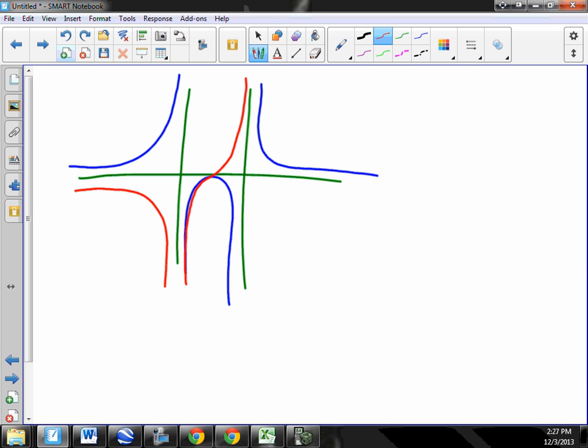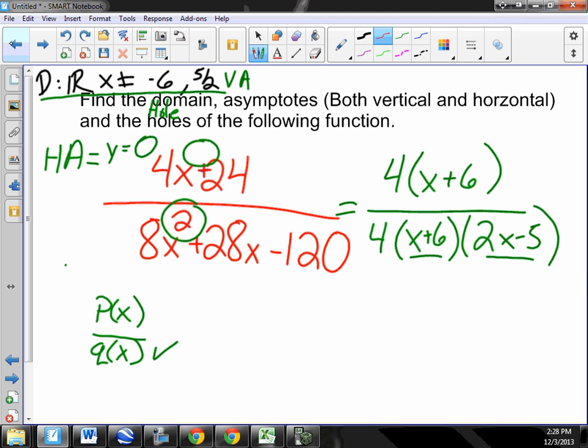Okay? So one thing we haven't talked about yet is the roots. What are the roots? Well, the roots occur when the top equals 0. Right? We want to know, when does y equal 0? Well, if this equation is y equals a fraction, the only way to have a fraction that equals 0 is to have the top equaling 0. Correct? So we set the top equal to 0.